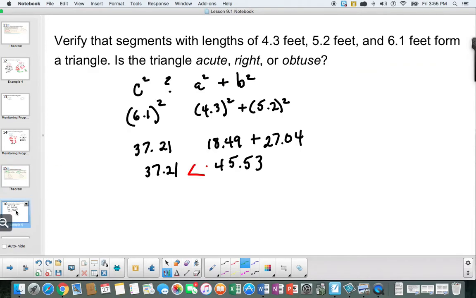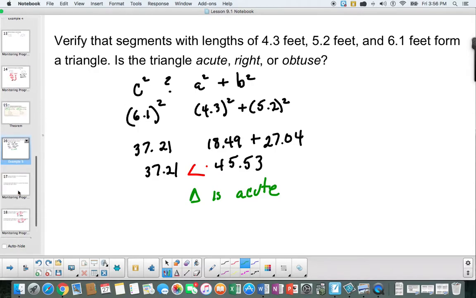Okay, so here's an example. I've put the c squared, a squared plus b squared. I put the largest number here for the square. I've noticed that 37.21 is less than 45.53. And when it's less than, then the conclusion is that it's acute. So the triangle is acute. When you have the less than symbol, it's acute. If it's equal, it's right. If it's greater, then it's obtuse.